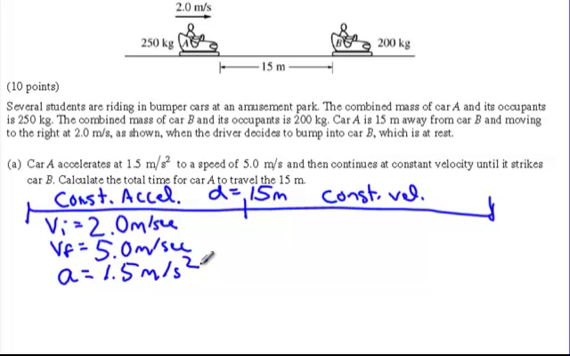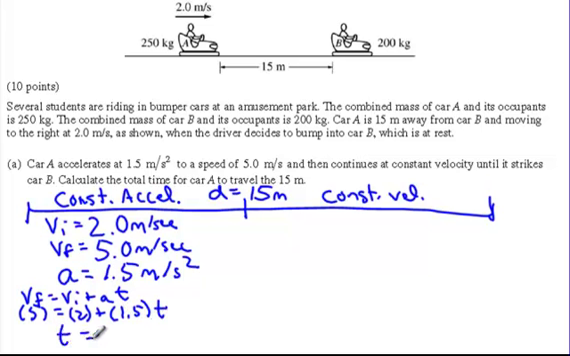But if you see, now I can plug this into my constant acceleration equations. I can plug it into Vf equals Vi plus At, in which my 5 is equal to 2 plus 1.5 times time. And I end up finding my time to be 2.0 seconds.